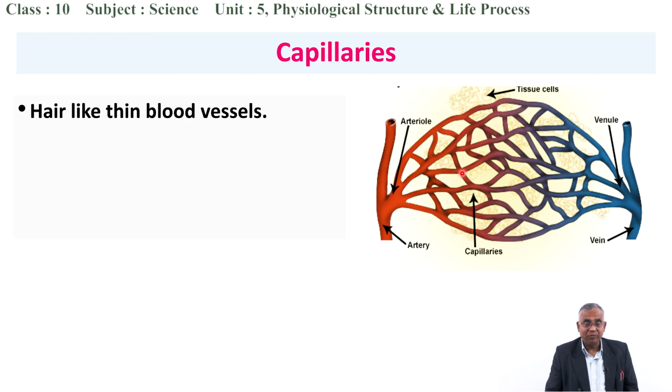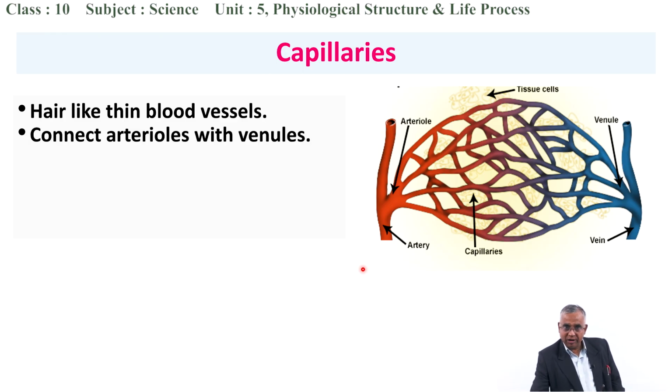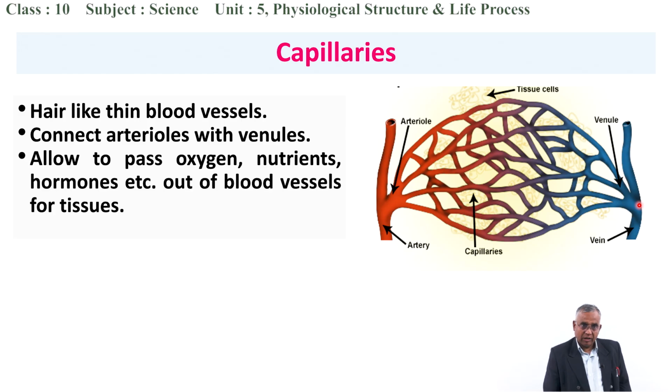But as I told you, all the materials cannot return back. There are some blood cells like WBC that cannot come back. Yes, there may be some big molecules of chemicals, materials. So these materials are transported back in a different way, about which I will teach you later, not immediately. Now, here they connect arteriole and venules, as you were already told, and allow oxygen, nutrients, hormones, etc. to pass out of the blood vessel for the tissues.